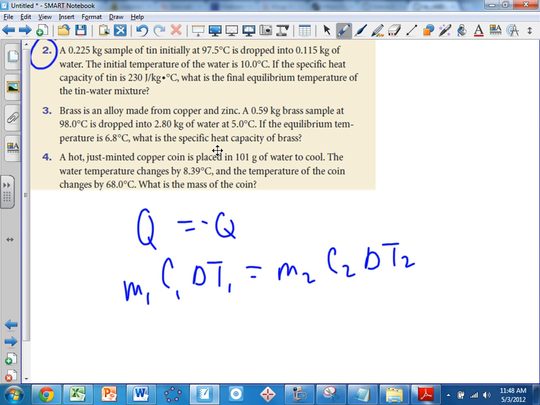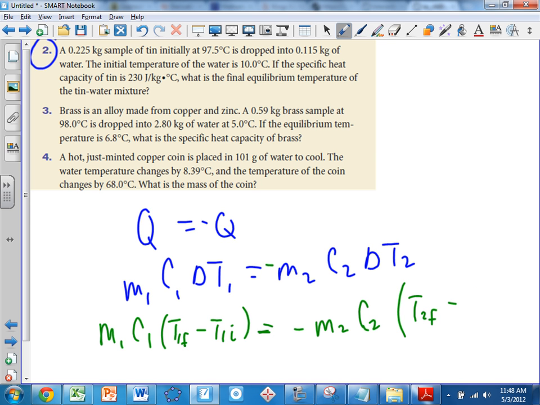Now, the hard part about this problem is that you need to find a temperature, and a lot of people get confused. Well, let's write this out again. I'm going to write it as negative M1 C1. Now watch what I'm going to write: T1 final minus T1 initial. Again, delta T means final minus initial. Over here, I'm going to put T2 final minus T2 initial.